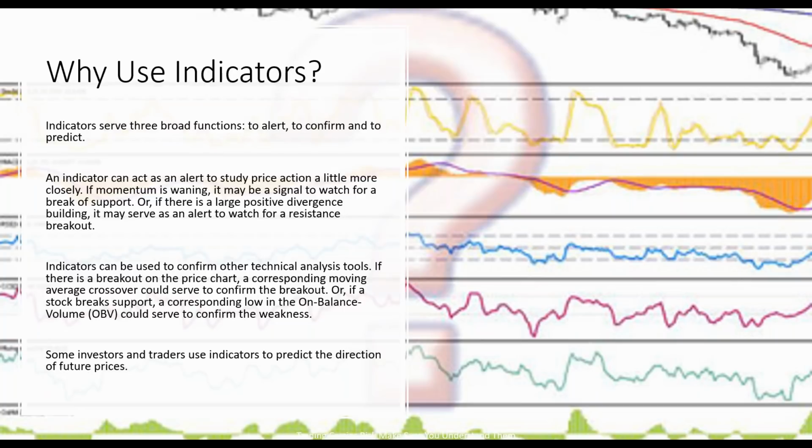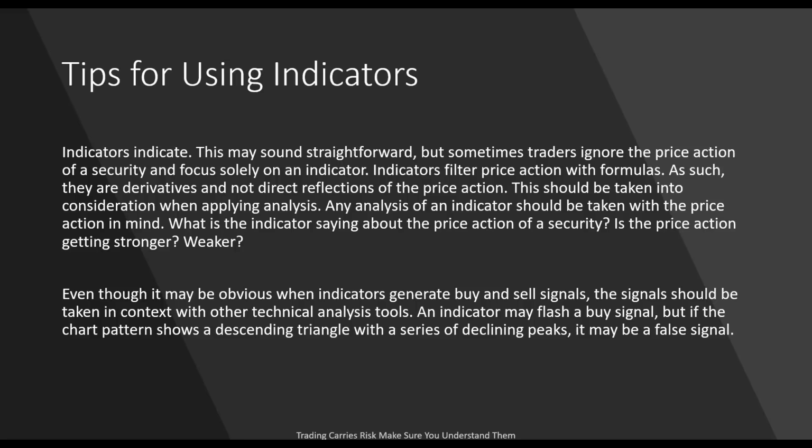Okay, indicators serve three broad functions: to alert, confirm, and to predict. An indicator can act as an alert to study price action a little more closely. If momentum is waning, it may be a signal to watch for a break of support. Or if there is a relatively positive divergence building, it may serve as an alert to watch for a resistance breakout. Indicators can be used to confirm other technical analysis tools. If there's a breakout on the price chart, a corresponding moving average crossover could serve to confirm a breakout. Some investors and traders use indicators to predict the direction of future prices.